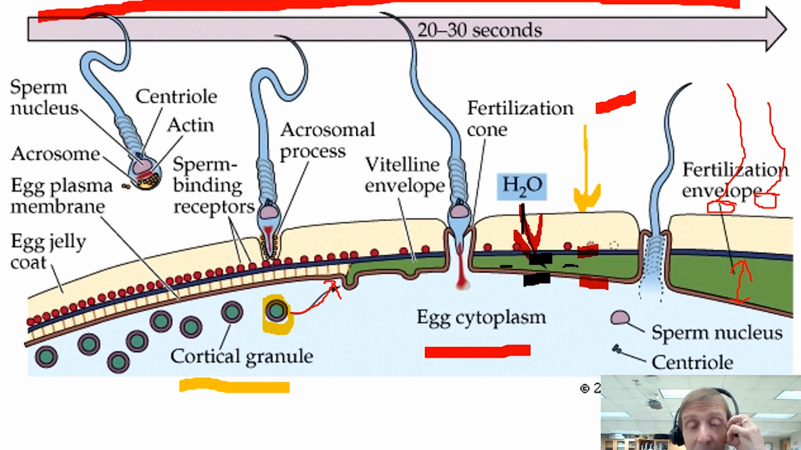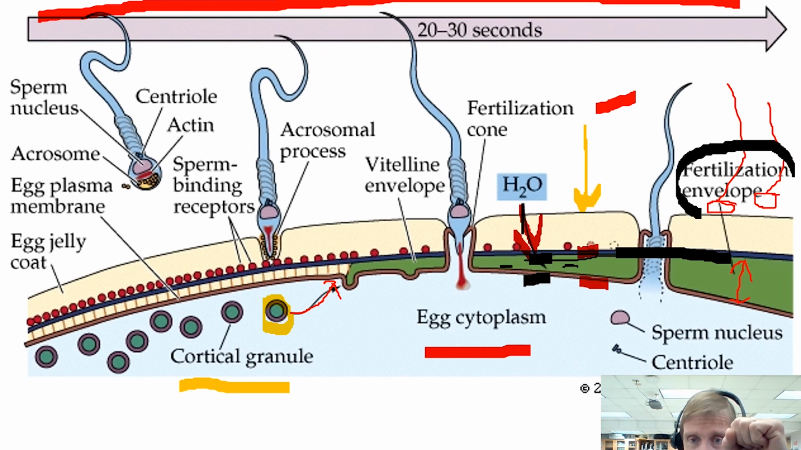And then chemically, the contents of those cortical vesicles, they tan or link the proteins together, and they convert the vitelline envelope into something referred to as the fertilization membrane or envelope. That has been chemically altered. So now all the enzymes in the acrosome, it doesn't matter if you dump them on that fertilization envelope. It's inert. It's not going to be affected by those enzymes.